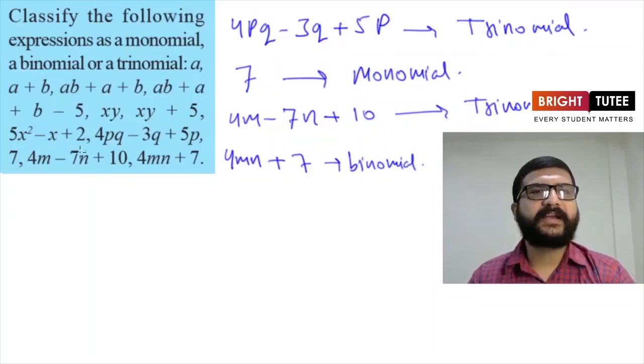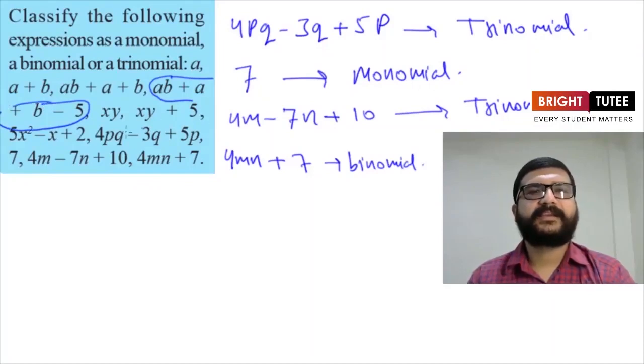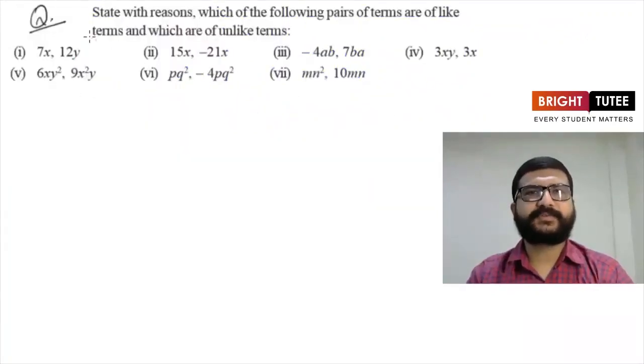So here we have classified each expression as a monomial, binomial or trinomial. There was only one expression which was having 4 terms, and it is ab plus a plus b minus 5. So this was classified as polynomial, because polynomials are expressions which are having one or more terms. All these are polynomials only. Now let's try this question.